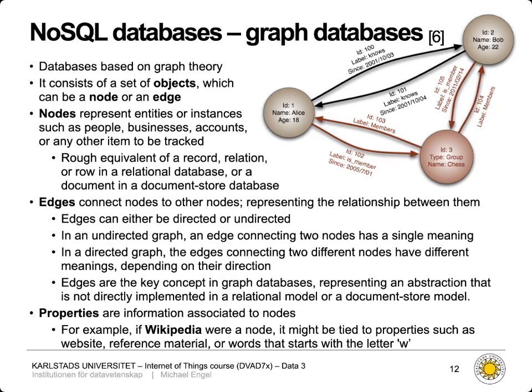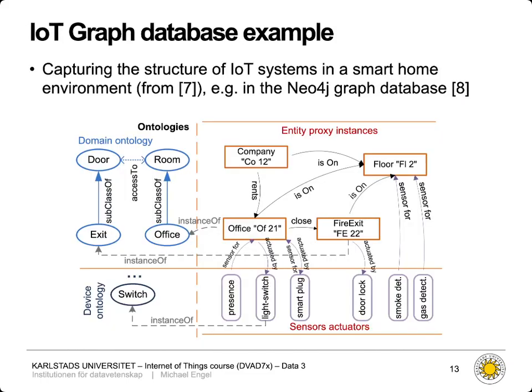So graph databases are still an active research topic. There's a number of these out there already, and I assume there are a number of interesting use cases, especially in an IoT context here. Here is an example to capture the structure of IoT systems in a smart home environment, taken from this publication we linked here. And this could, for example, be used in a graph database called Neo4j.